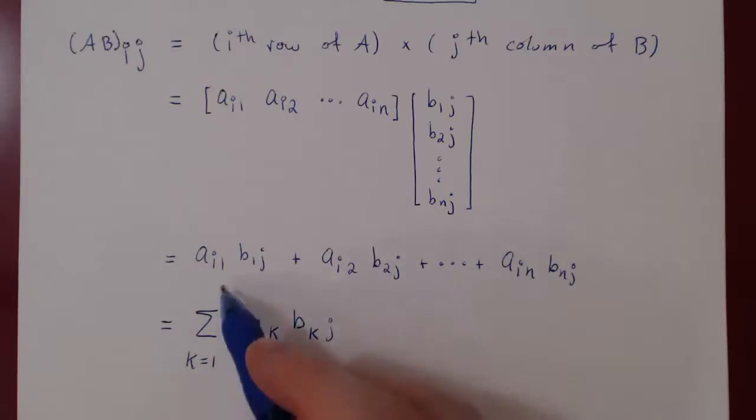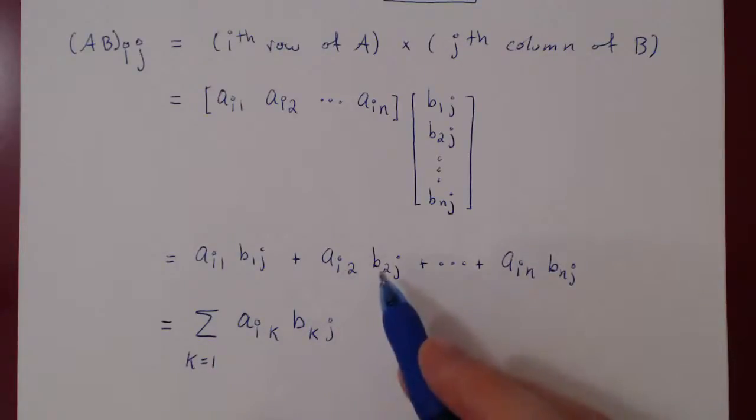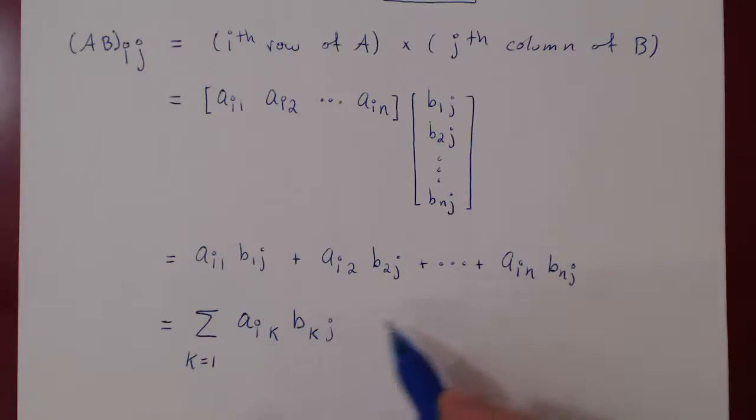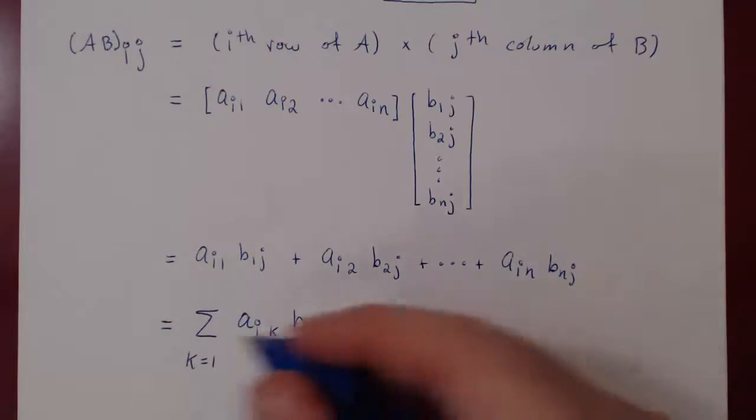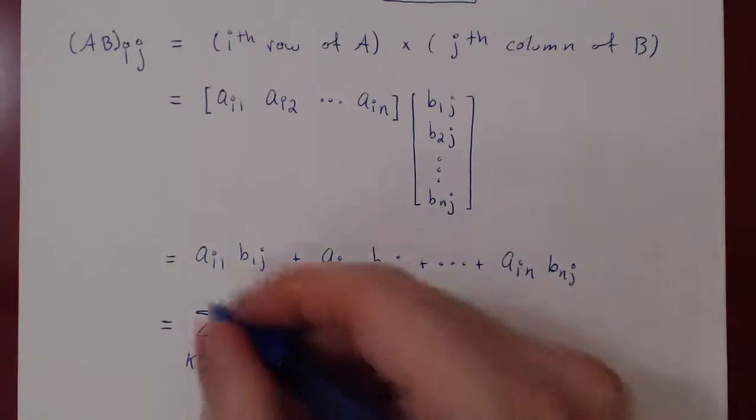So K is 1, you get A_{i1} times B_{1j}. Then K will be 2, A_{i2} times B_{2j}. Then K will be 3, A_{i3} times B_{3j}, up to the very last term when K equals N. So A_{iN}, B_{Nj}. So K begins at 1 and it ends at N.